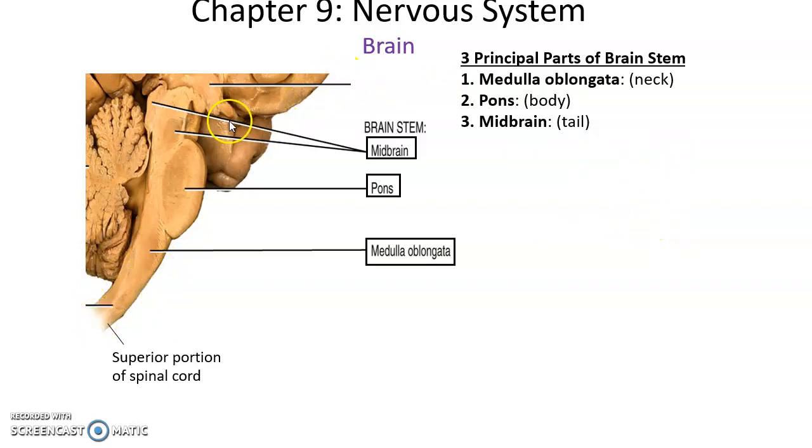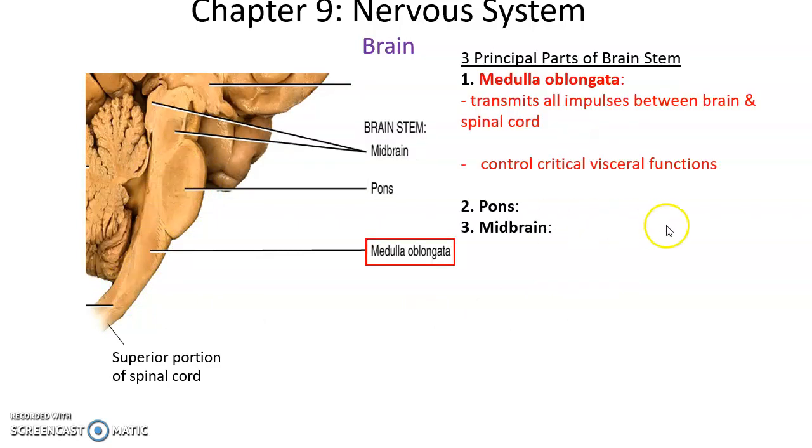Or in terms of the seahorse, the midbrain is the neck of the seahorse, the pons is the body of the seahorse, and the medulla oblongata is the tail. So we'll start with the medulla oblongata. Medulla oblongata obviously transmits all impulses between the brain and spinal cord. All the tracts coming from and to the spinal cord have to pass through the medulla oblongata.